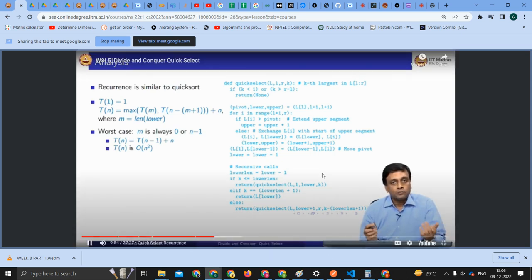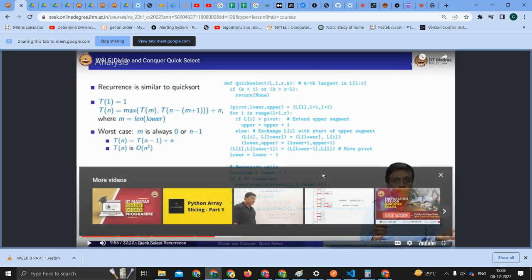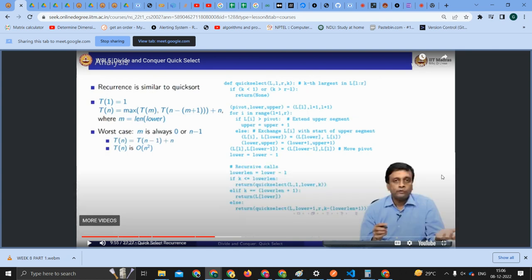In quicksort, the other half disappears in the worst case. Okay, so we can say that the complexity is n squared, right? The worst case. Just like quicksort also has the same complexity.